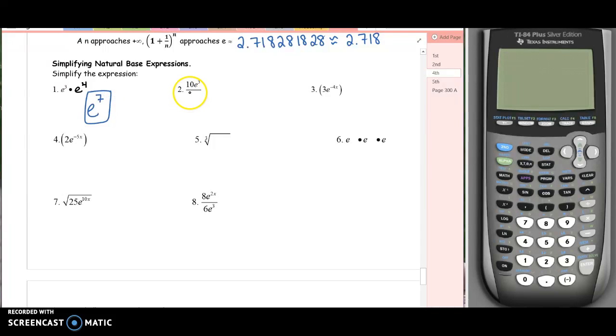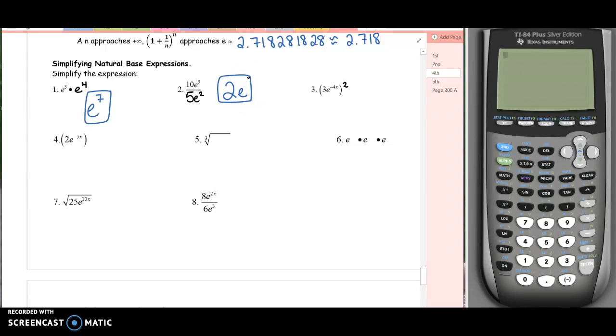The next one is 10e to the third over 5e squared. First, let's look at the numbers. What is 10 divided by 5? 2. For e to the third over e squared, we subtract the exponents to get e to the first, which is just e.